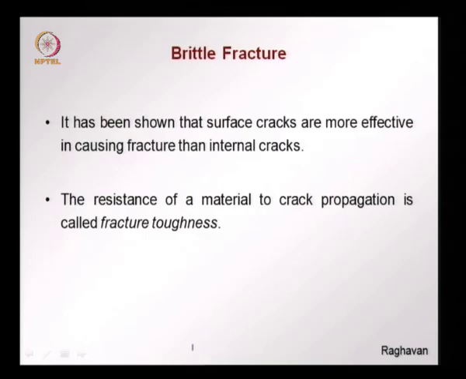We also find that surface cracks are more effective in causing fracture than internal cracks. So, surface cracks, if they are eliminated, will help bring down the brittle fracture. The property that governs this resistance to crack propagation is called fracture toughness. These are concepts that we will examine in later lectures.